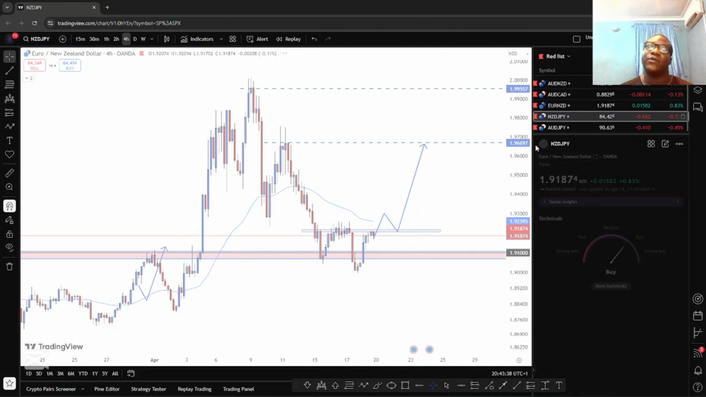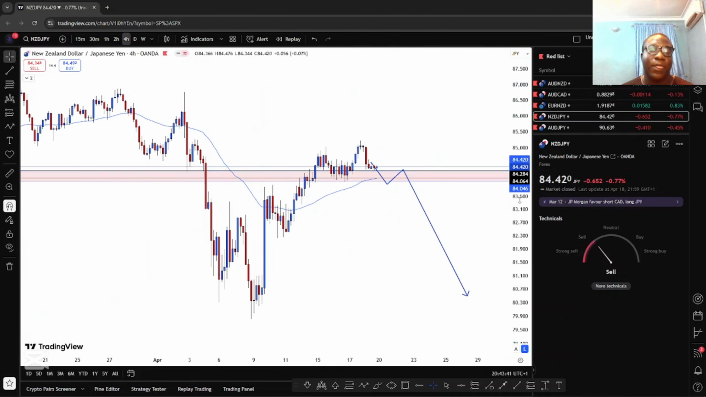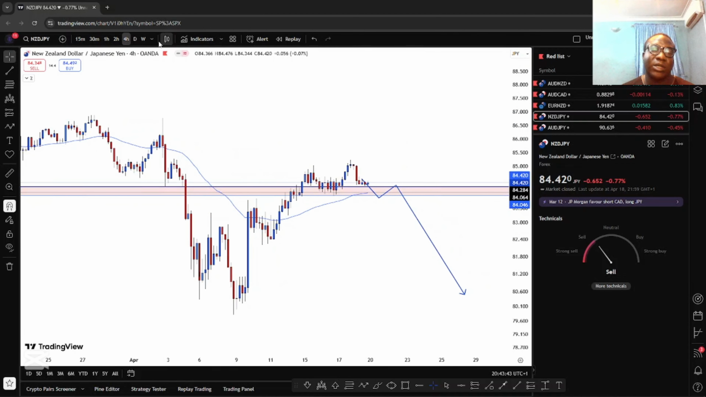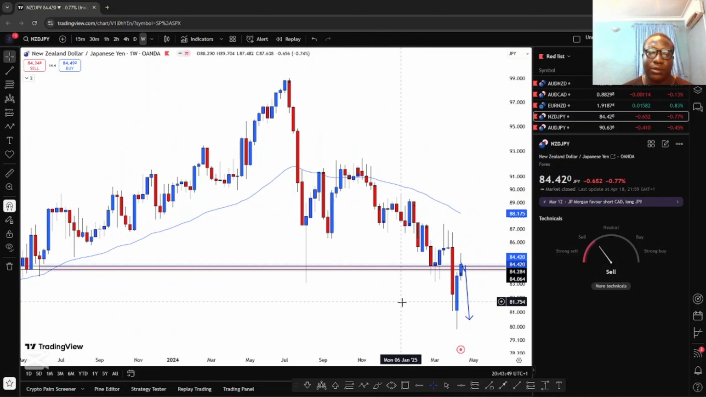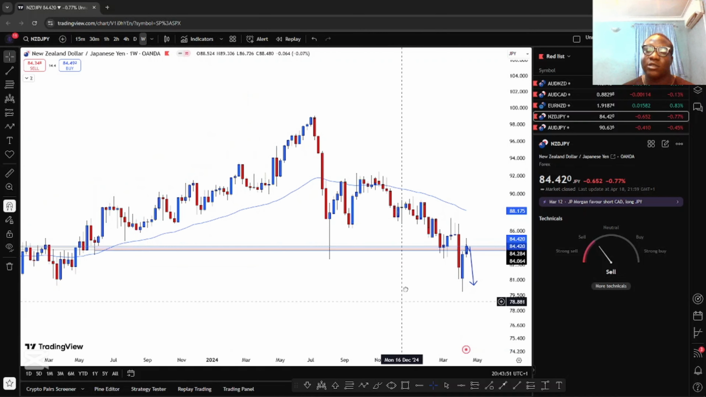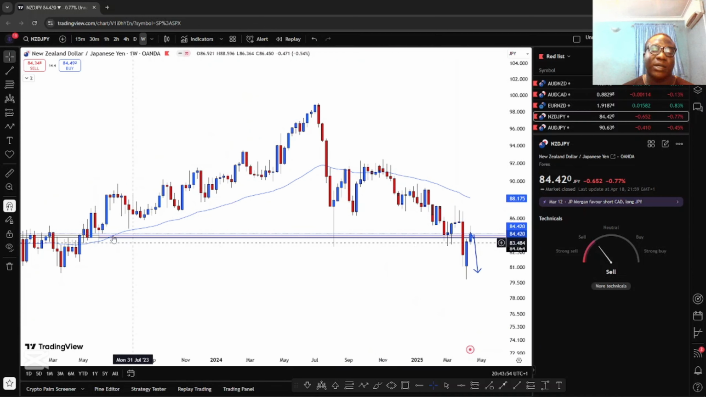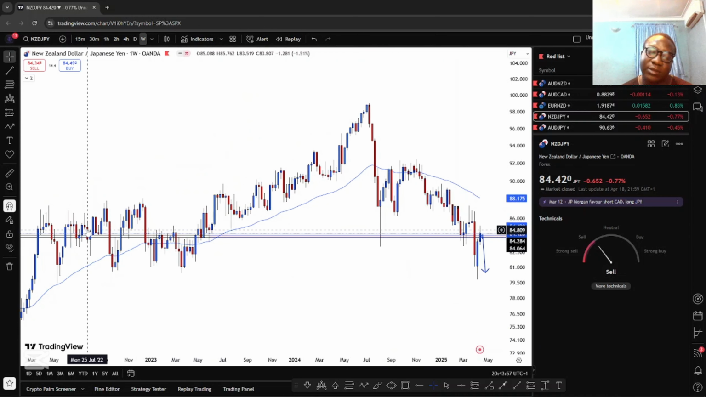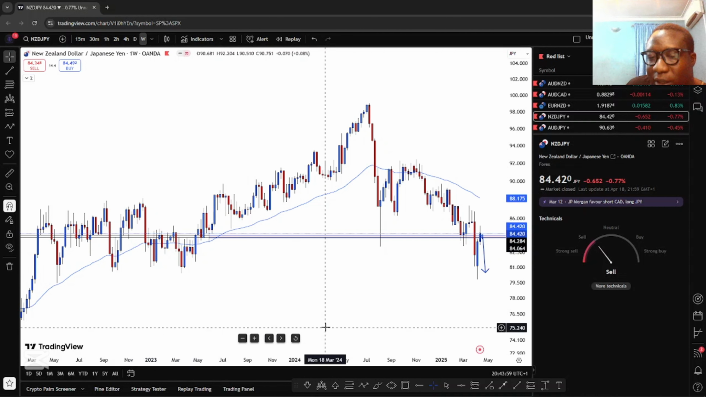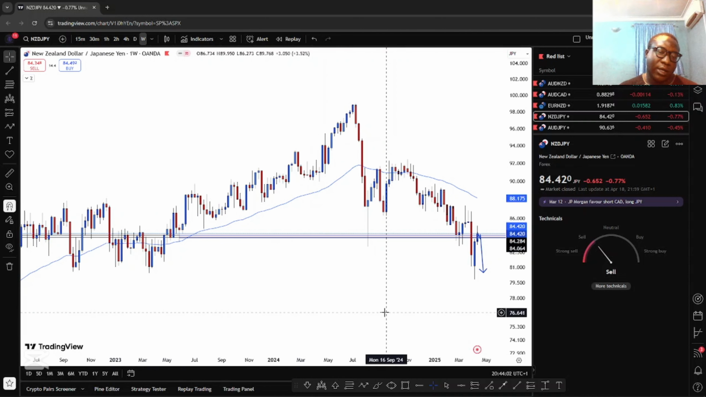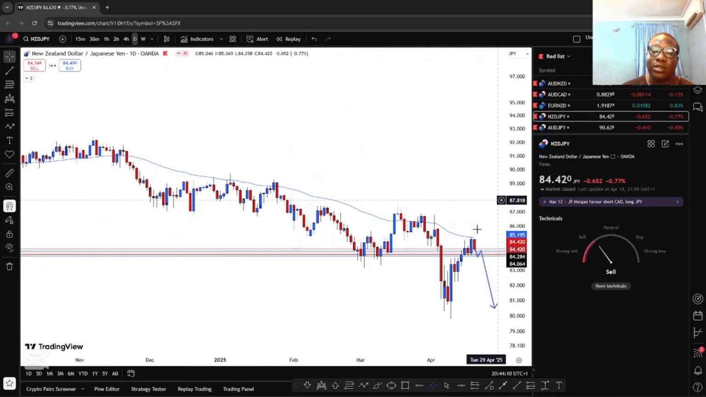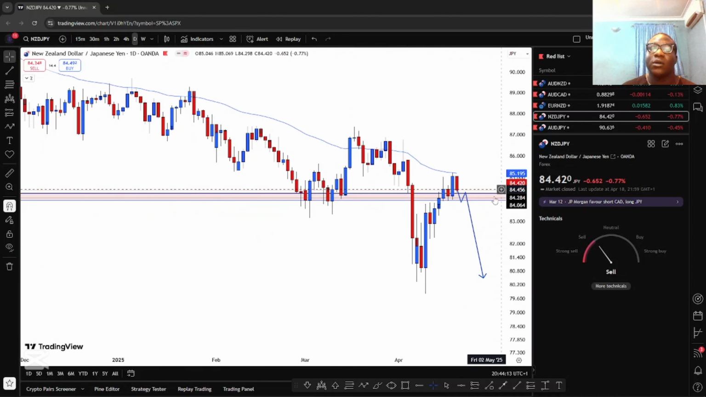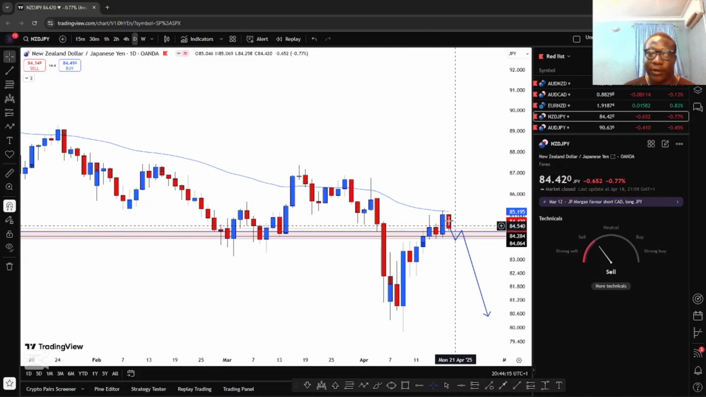The next pair that we have is NZD. NZD on the weekly time frame, we can see that the market is currently bearish with this area of interest which the market has tested multiple times. This particular pair is a very strong pair for me. But let's see. On the daily time frame, you can see also the market is still bearish, but we are currently above our area of interest.